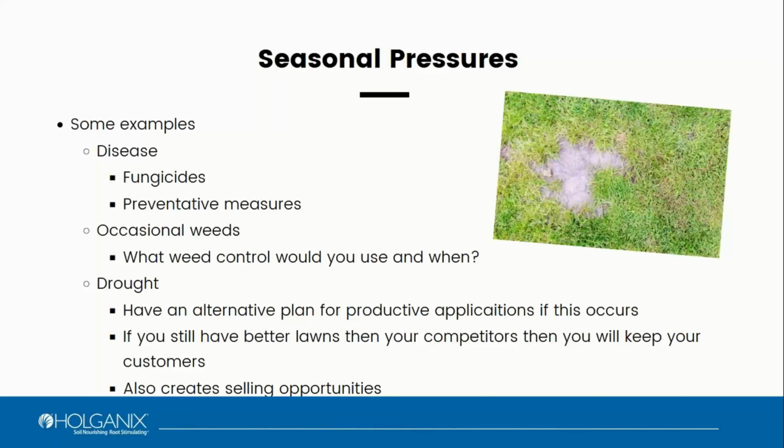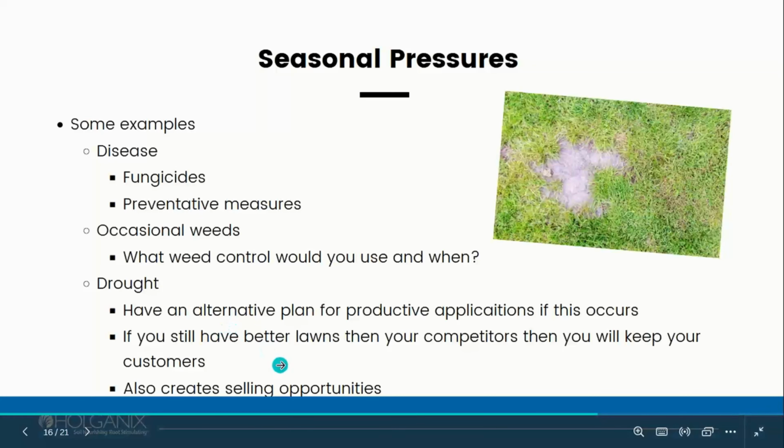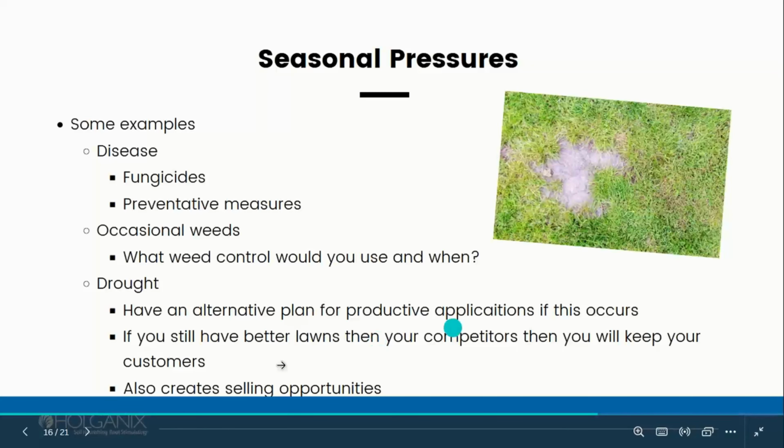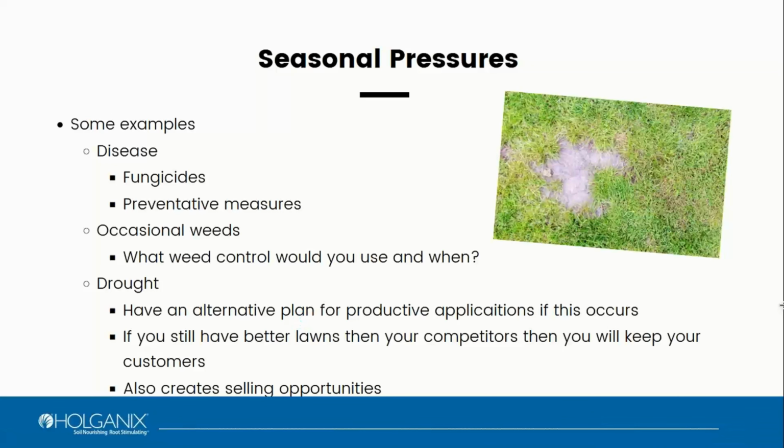I mean, because drought is a climate issue. We're not getting rain. You're not allowed to water. So making sure that you're focusing on the soil, building up that root system, having a deep web-like root structure, turf is going to hold up a lot better than a shallow 2-inch root system. If you still have better lawns than your competitors, then you will still have customers. Yeah. And also it creates selling opportunities.